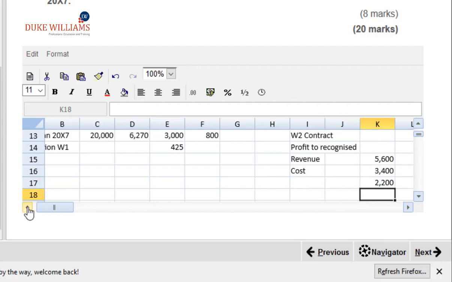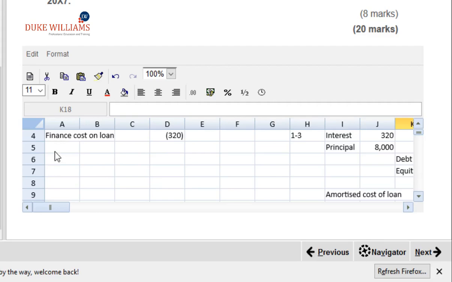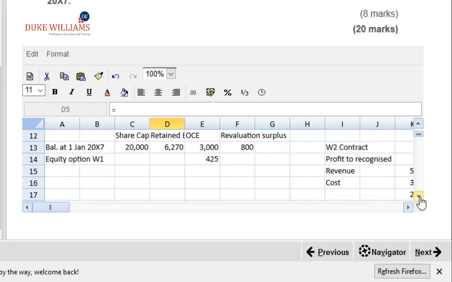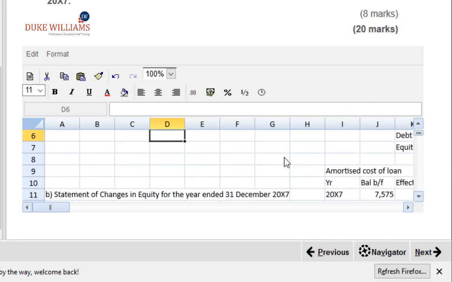So let's quickly push that to our draft profit. So here we say contract profit, and that is workings 2. All right, so let's go down there and pick it. Here it is. We're done.